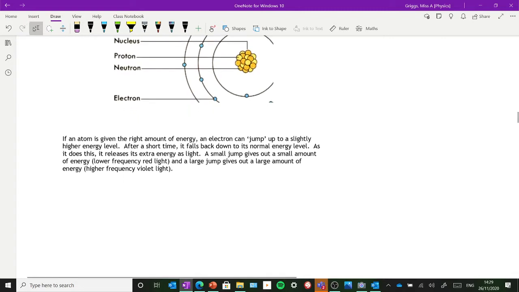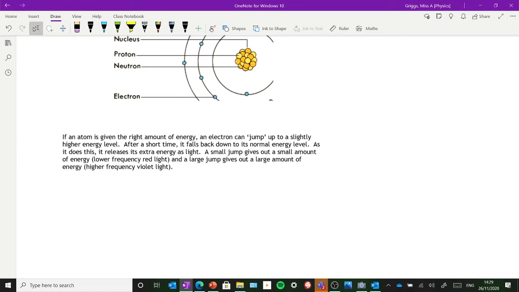So if an atom is given the right amount of energy, an electron can jump up to a slightly higher energy level. After a short time, it falls back down to its normal energy level. As it does this, it releases its energy as light. A small jump gives out a small amount of energy, so a lower frequency light, and a larger jump gives out a large amount of energy, so a higher frequency light. So that's higher physics. I'm doing that with my higher physics class almost at the moment, but that's just for interest. That's where different colours of light come from.